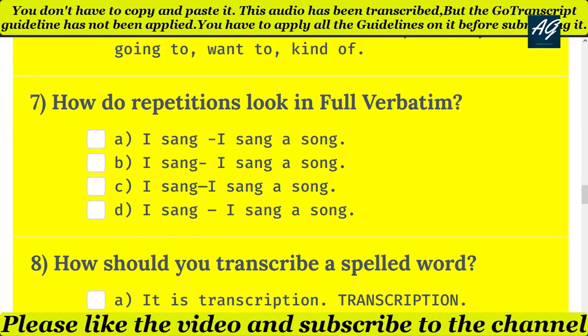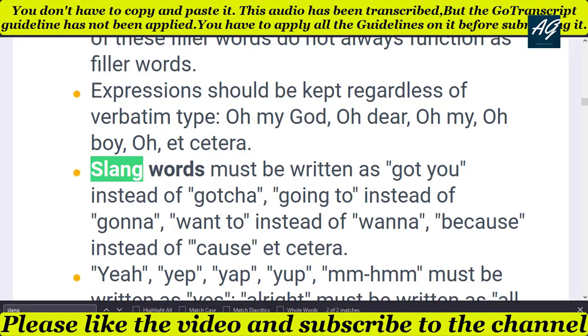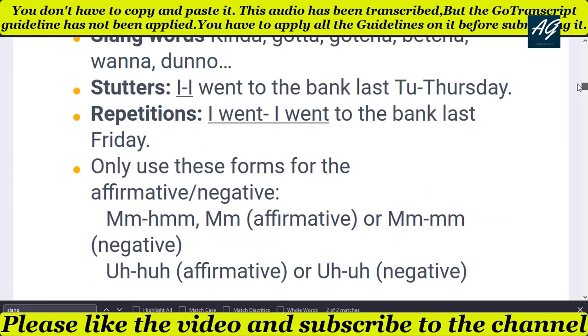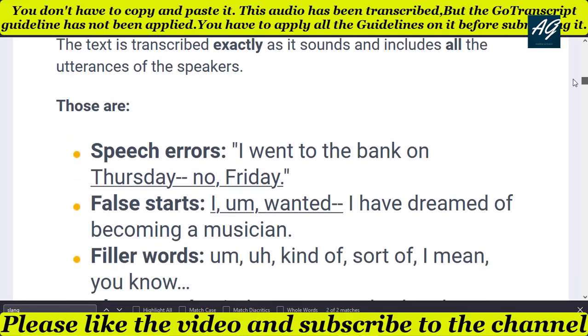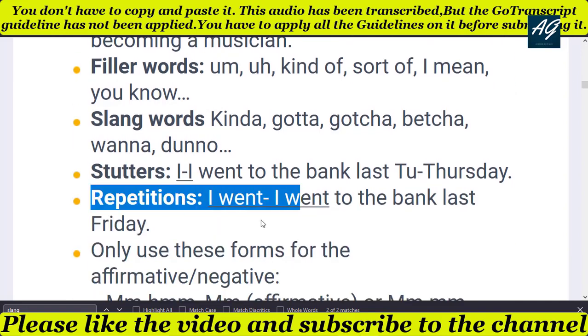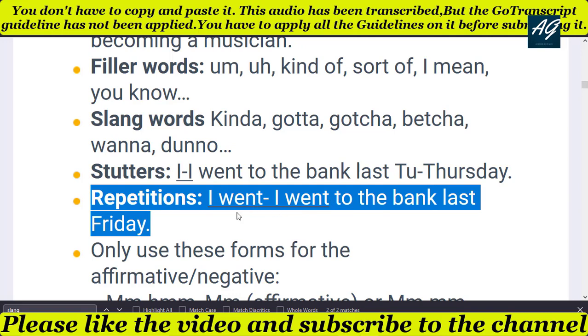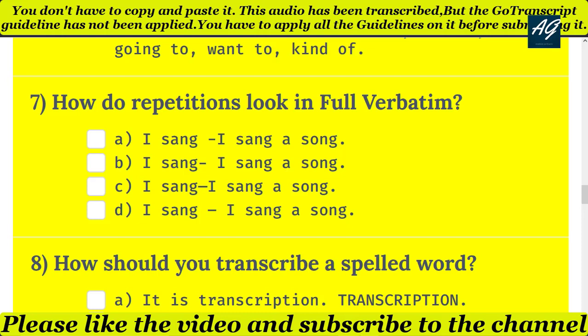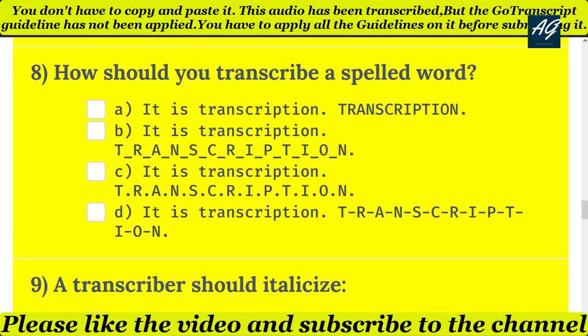How does repetition look in the full verbatim section? If you read the full verbatim section on filler words, slang words, and this repetition section, you can see how repetition looks in full verbatim. So according to the transcription guideline, the seventh question answer is option B: I sang dash, then a space, and then I sing a song. So this is the correct repetition in full verbatim.